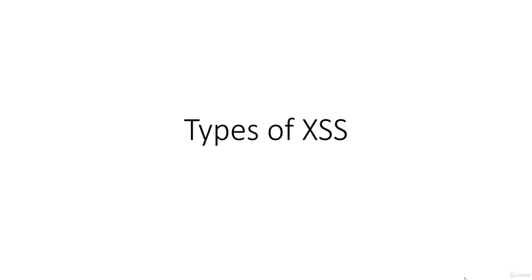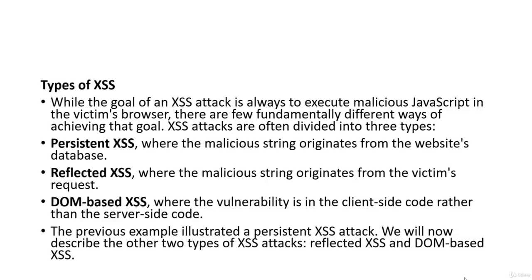So let's see the types of XSS attack, which is basically the types of cross-site scripting attack. We have a bunch of types over here. The goal of the XSS attack is always to execute malicious JavaScript code. We have already seen some of the examples in the previous lectures. There are a few fundamentally different ways of achieving that goal, which is basically executing the malicious JavaScript code.